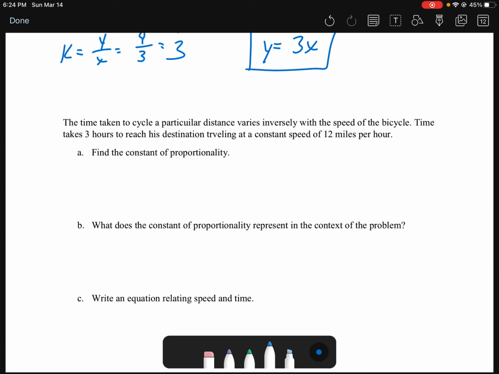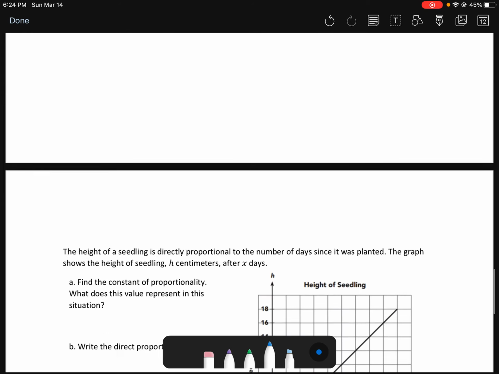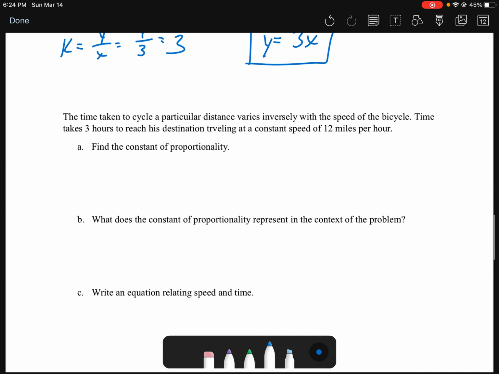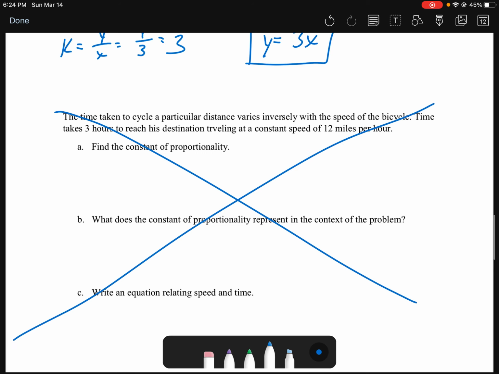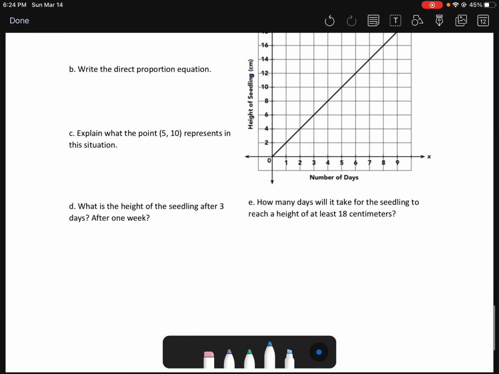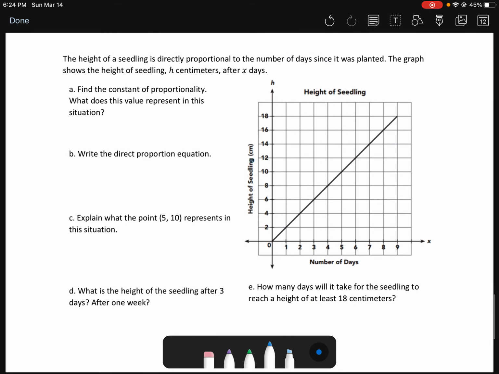The time taken to cycle a particular distance varies inversely. Oh no. Oh, we don't have to do this problem. Sorry, guys. Can we do this problem down here?